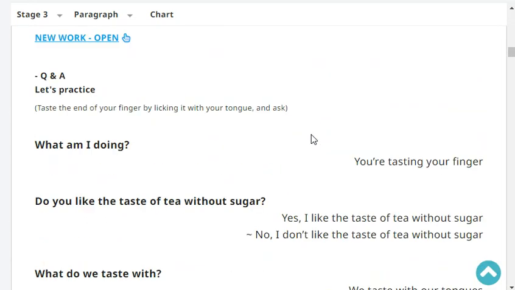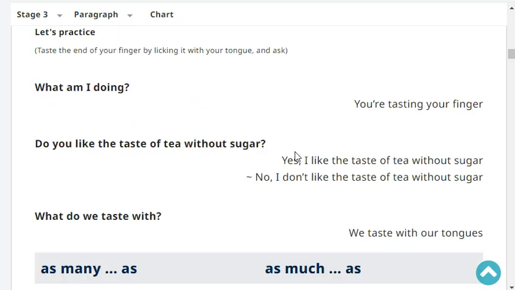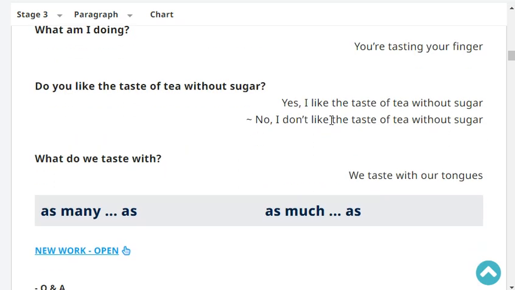First question. What am I doing? You're tasting your finger. Do you like the taste of tea without sugar? Yes or no? Yes, I like the taste of tea without sugar. Very good. What do we taste with? We taste with our tongues.